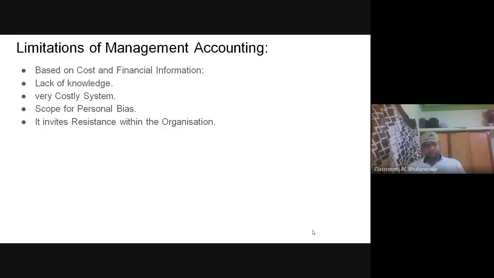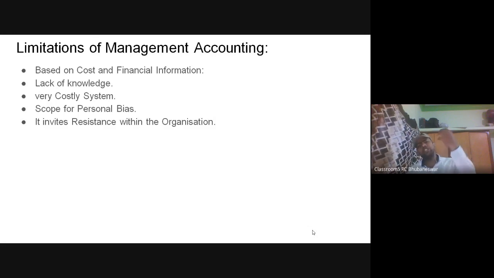If, at the time of affixing responsibility, one person is known to the management accountant or the officials, then he or she will not be affixing responsibility, or will not be putting a check upon that particular person. The personal bias will exist. So if it is existing, then it becomes a limitation of management accounting. Then it invites resistance within the organization.